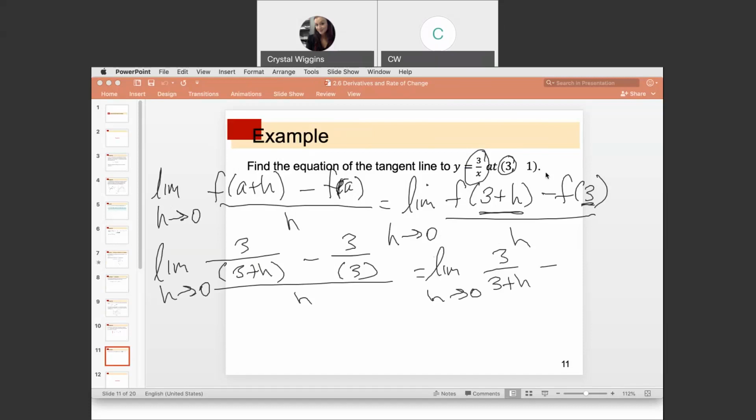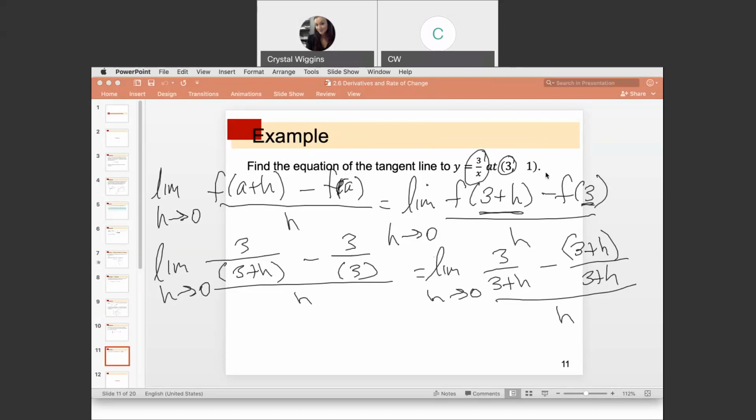which if I wanted to be able to complete this problem, I will rewrite 1 as a very specific form of 1, 3 plus h over 3 plus h. And the reason why I chose to do that is because in order to subtract fractions, you need common denominators. And right now, I can't just take the limit because there's going to be a 0 in the denominator. So when we're working with the limit definition, our goal will always be to eliminate the h in the denominator.